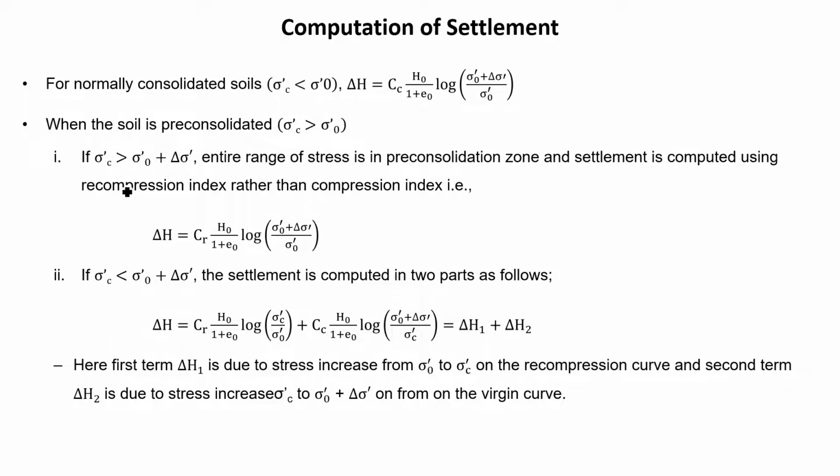So the very first step is to identify the soil type, whether it is normally consolidated or pre-consolidated. So how can we identify whether the soil is normally consolidated or pre-consolidated? By comparing sigma c dash and sigma naught dash, where sigma c dash is the pre-consolidation stress and sigma naught dash is the initial effective stress.